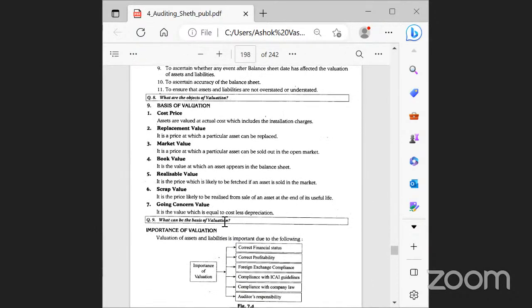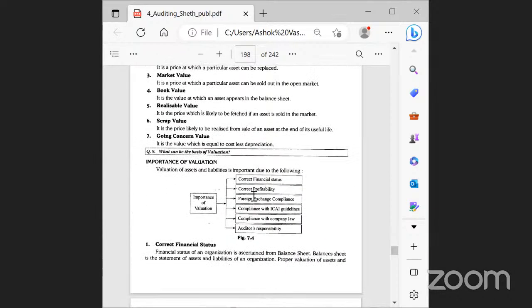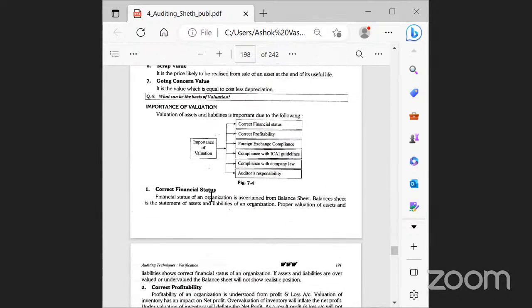Basis of valuation, there are various bases. Cost price, that is purchase price, replacement value. If I replace the asset today, what will be the cost? What is today's market price? What is book value? That is cost minus depreciation. Realizable value. How much will be realized if I sell it today? So these are different bases on which valuation can be done. Importance of valuation.